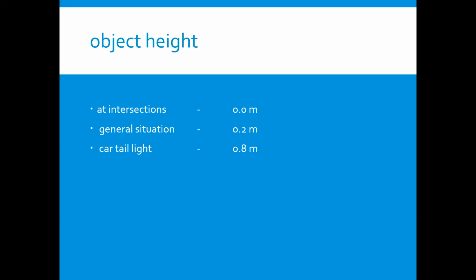For the geometric design of major urban roads, the object height shown on the next slide is recommended. Okay, I believe I said 0.6 meters for the car tail light. That figure has been adjusted recently to 0.8 meters as shown on this slide.